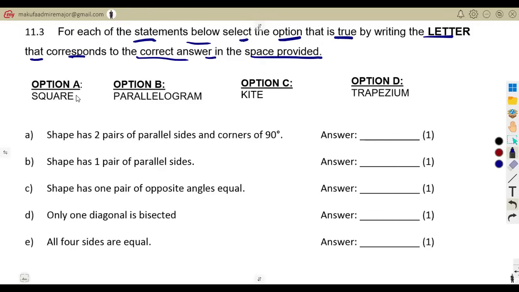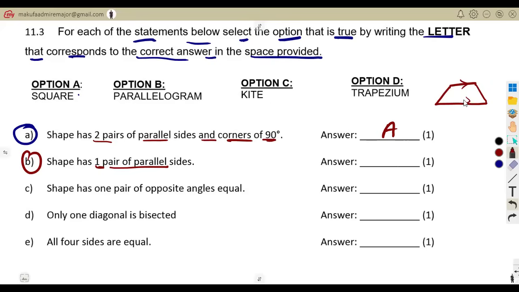So we are given options: a square, a parallelogram, a kite, a trapezium. Know your properties. Here they're just asking properties of shapes. A shape has two pairs of parallel sides and corners at 90 degrees. Which shape are we talking about? That's a square. A shape has one pair of parallel sides, one pair. That's a trapezium. Remember, a trapezium only has one pair of parallel sides. So if you know the properties of your shapes, guys, you're not going to struggle with this.